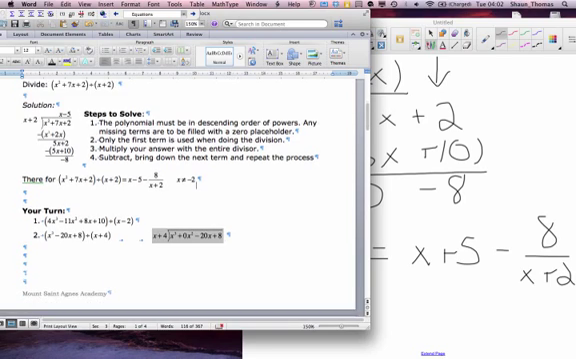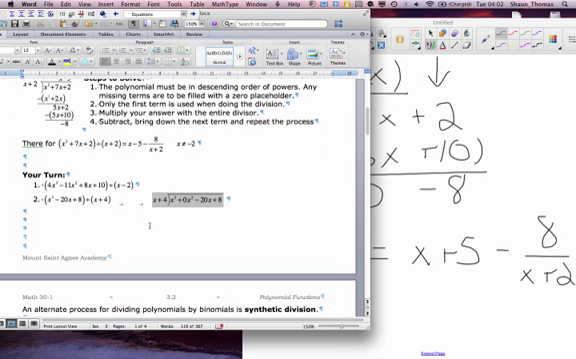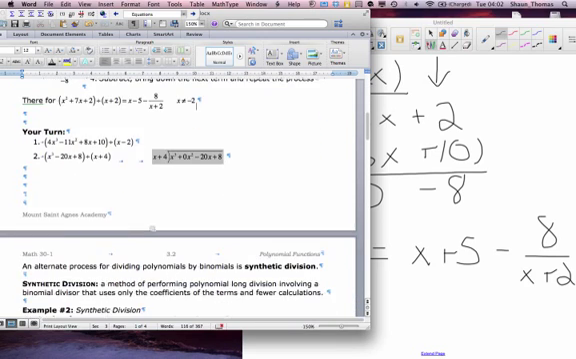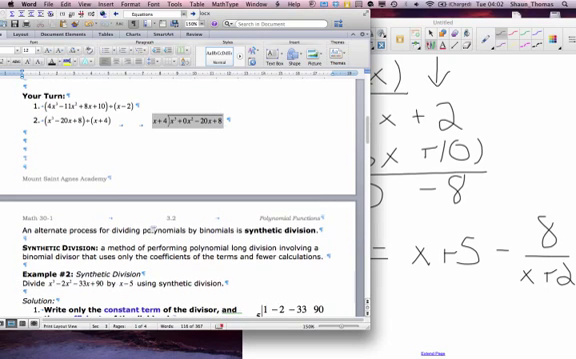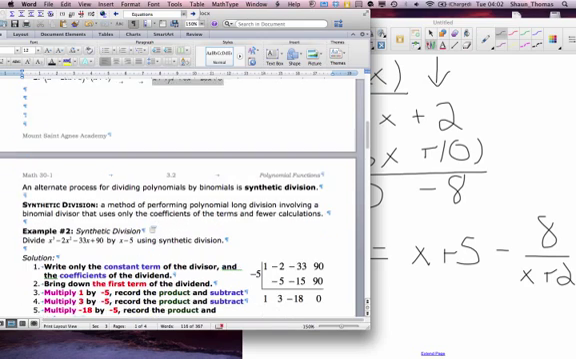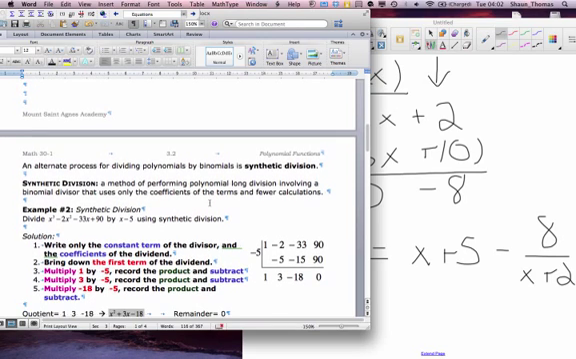So I'm going to leave you to try those 2 your turn questions, and then we'll move on. You can ask me about them tomorrow or the next day after you've tried them, to see how you did. So now we're going to move on to a process called synthetic division. Synthetic division is very much like long division. It's a little bit shorter. It's, as defined here, a method of performing polynomial long division involving a binomial divisor.